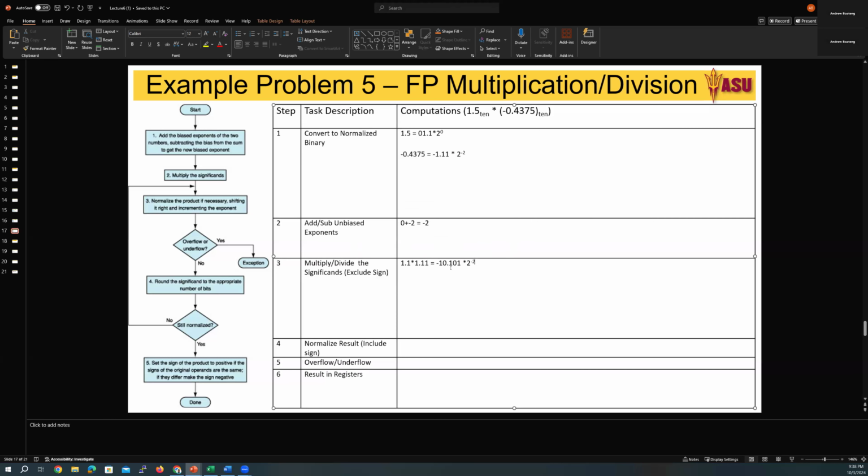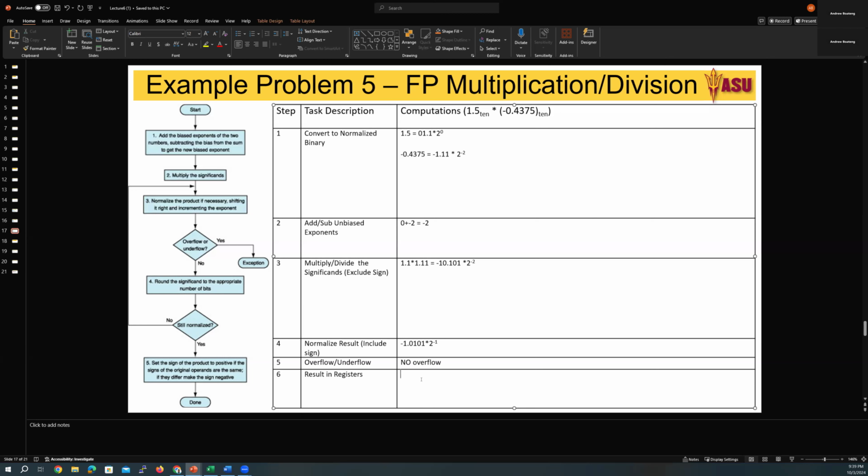Now we have this answer. We need to normalize this. So when you get here, it says normalize results and include sign, which is going to be negative 1.0101 times 2 to the power negative 1. Right, so we're going to do it here, 2 to the power negative 1. Now this is our normalized form. There's no overflow, as I said in my other video, because in this class we're not going to give you an overflow.